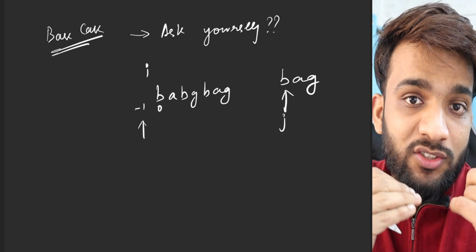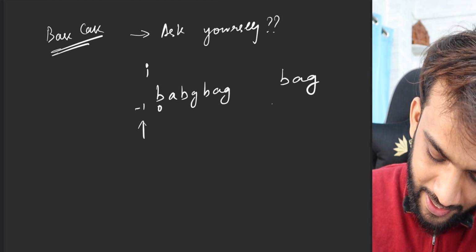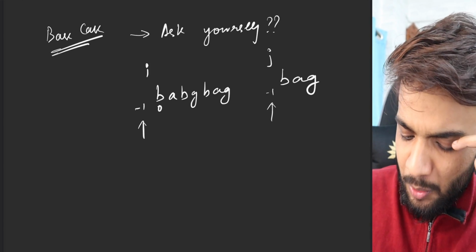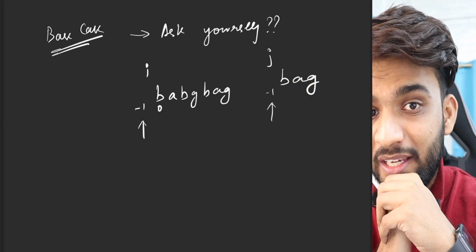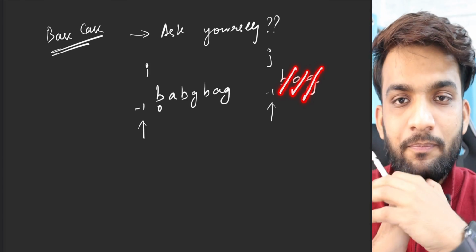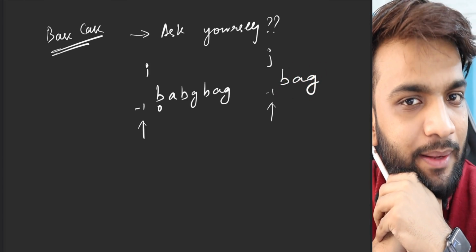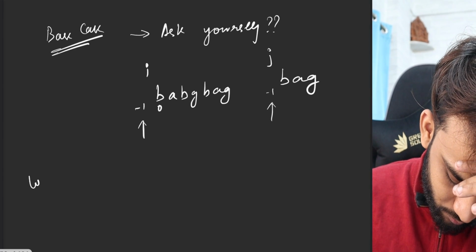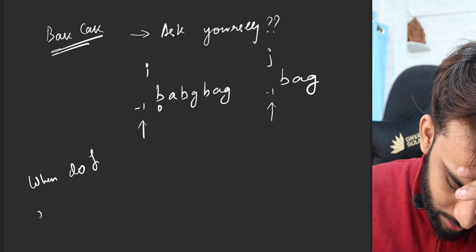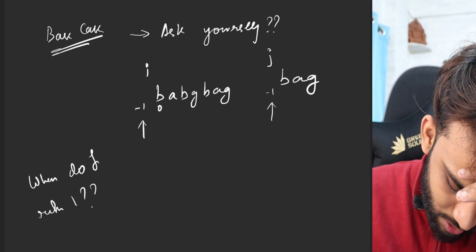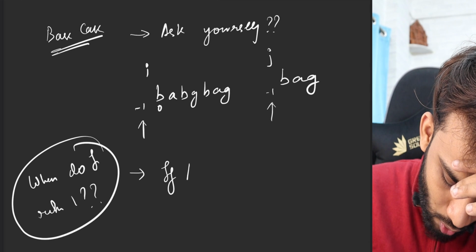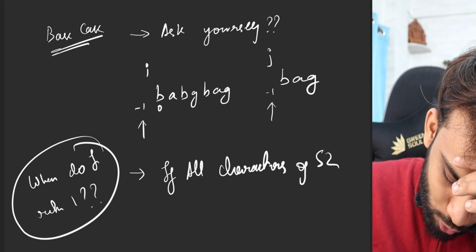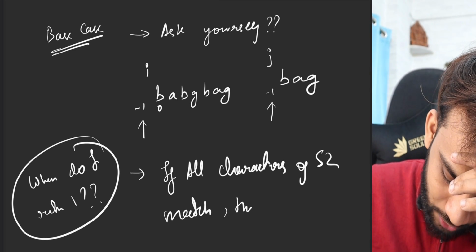Or I might end up coming to -1 on J, which means I actually have matched everyone. And I think that's the case that I'm looking for. Because when do I return 1 is my question. Can I say if all characters of S2 match, then I return 1?